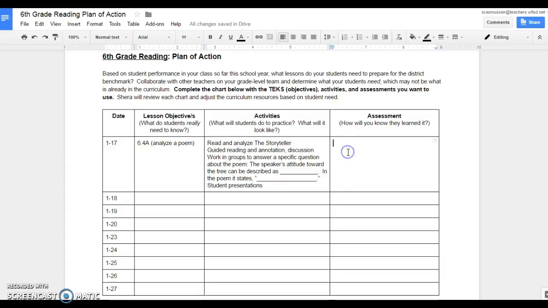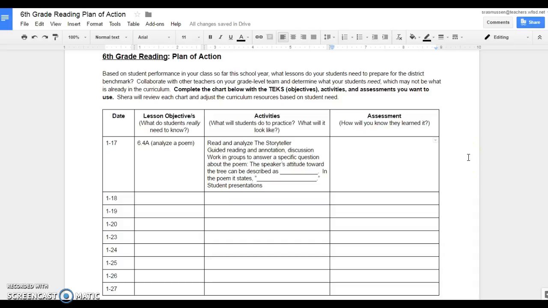Okay? And we're going to spend the whole period really digging into this one poem, reading it, annotating it, talking about it, and then I'm going to give them this question in groups. So even though I'm letting them work in groups, I have a very specific question I want them to answer. And then once we get to the end of class, I really want them to take what we learned through our guided reading and tell me about this idea. I want to see if they can really analyze the figurative language in that poem that we've been talking about.